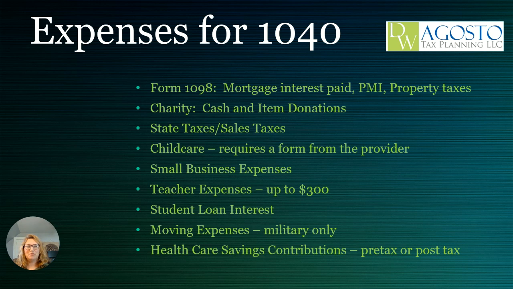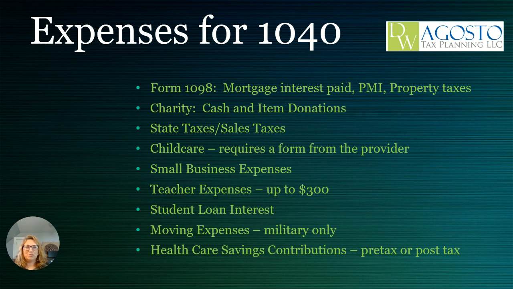The first most common document we see is a mortgage Form 1098. The mortgage company reports the interest you paid on your mortgage, possibly PMI insurance on your mortgage, possibly also property taxes. We take that information and see if you might be able to itemize deductions. If you have a mortgage of more than $750,000 on a property, your mortgage interest will be limited.